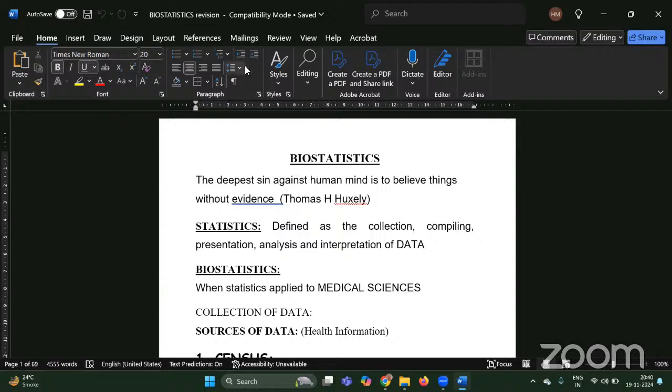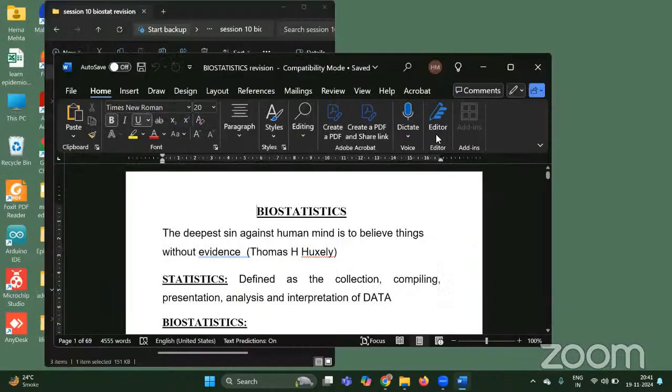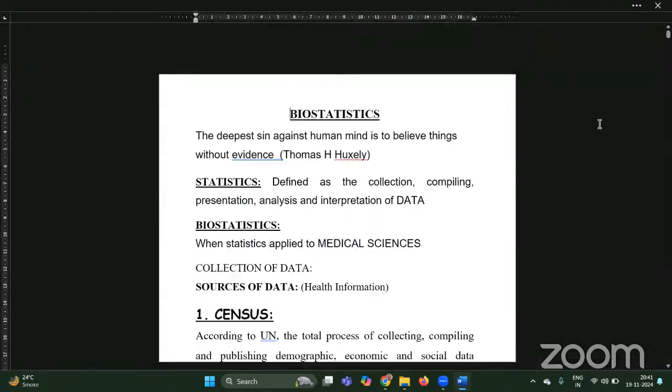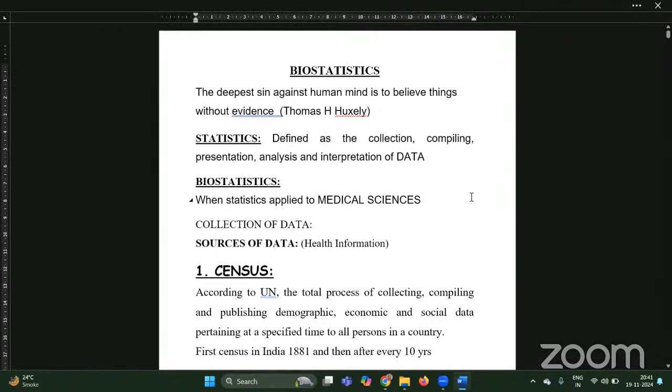Now, I think the screen is visible. Yes, sir, it is visible. So basically, in biostatistics, we collect the data and apply. The first few slides will be useful for Dr. Sayed also, because from there you can find the electoral list, the census. You say that, right?